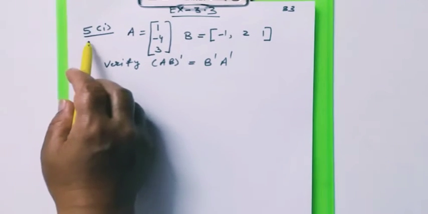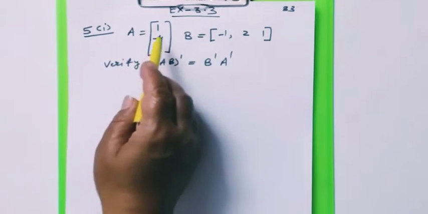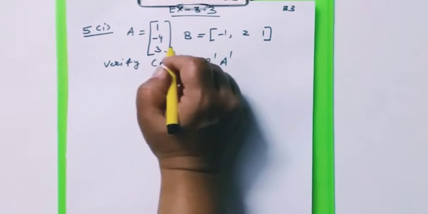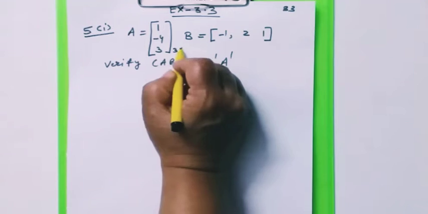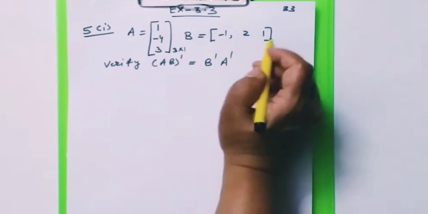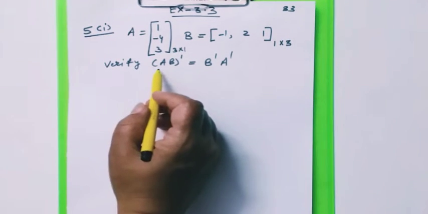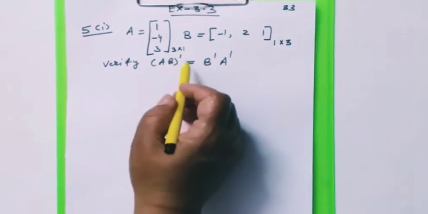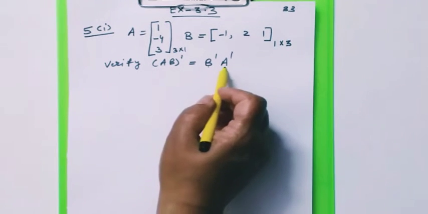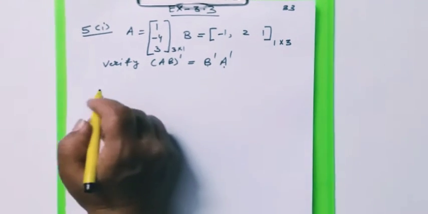Now we are doing question number 5, part 1. You are given a matrix A. You can see it is a column matrix and it is a 3 by 1 matrix. You are also given a matrix B, which is a row matrix, and it is a 1 by 3 matrix. Now you have to verify that (AB) whole transpose is equal to B transpose A transpose, which is the property of the transpose of a matrix.